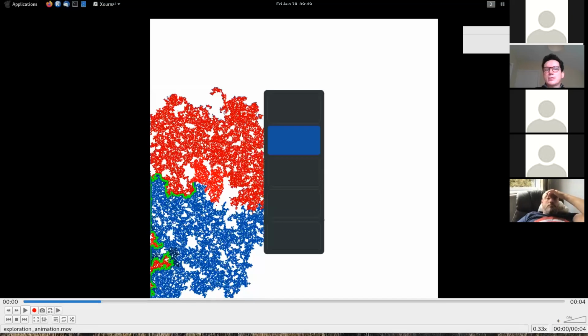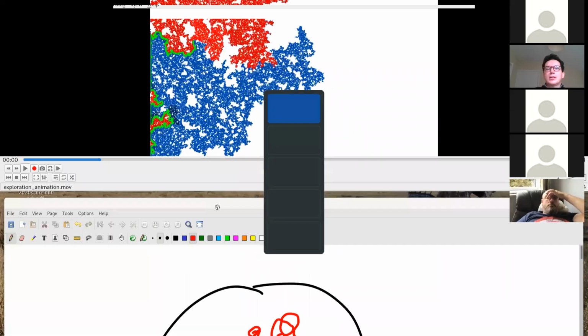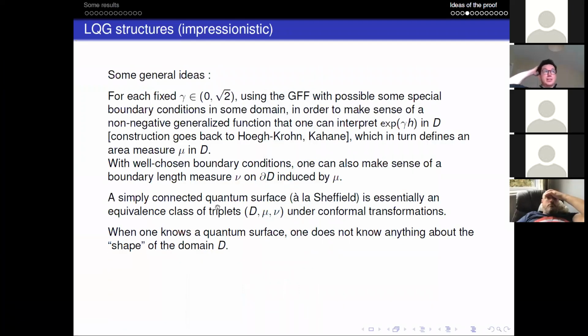So in some sense, one way to understand this is to say that a quantum disk is what typically represents what happens inside a CLE kappa prime loop drawn in an ambient CLE kappa prime object, in an ambient LQG surface.